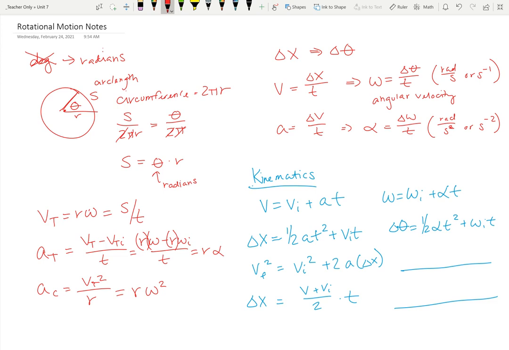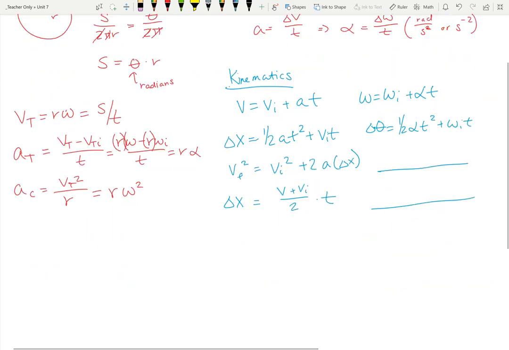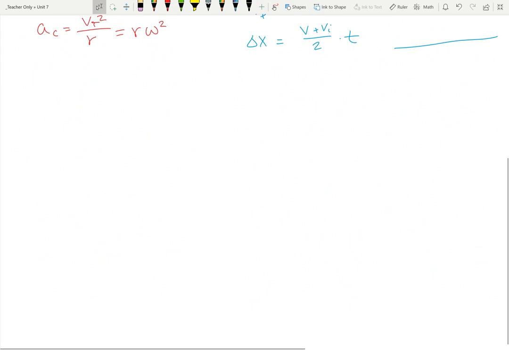Also, as a note, we talked about this in class, but our omega follows the right-hand rule. And so that means clockwise is negative, and counterclockwise will be positive. So that's from that right-hand rule. Okay. All right. Moving along.